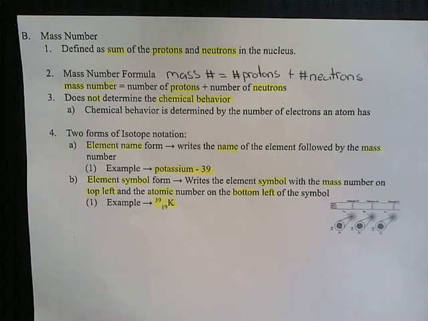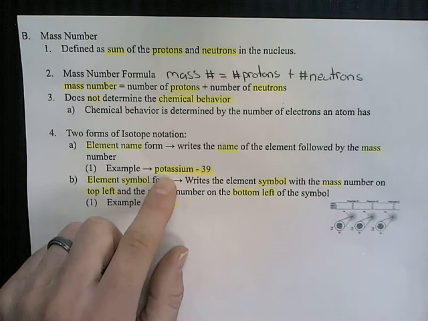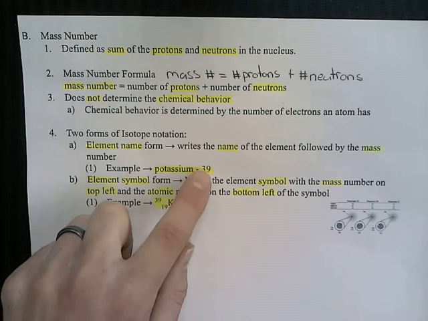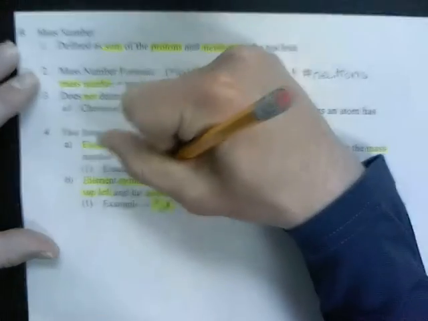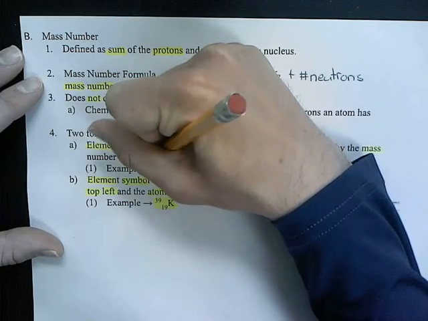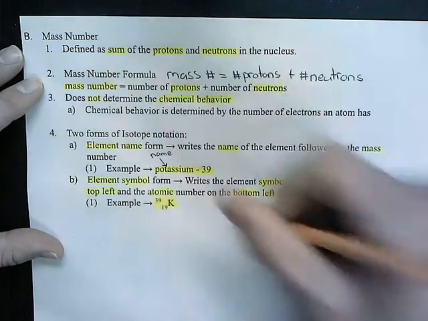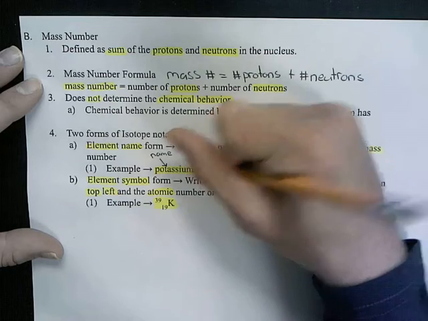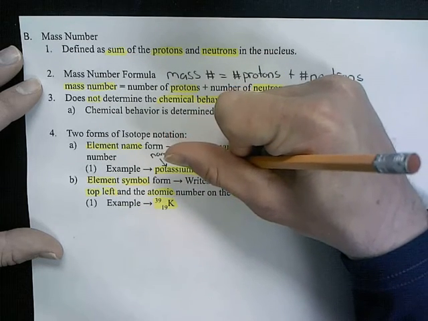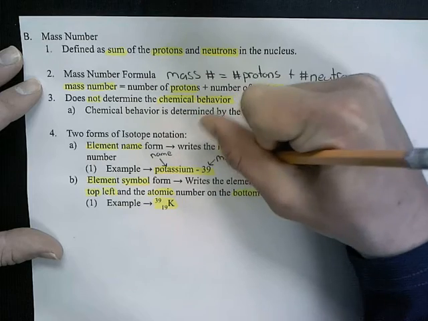Okay, so here we go. Because there are multiple isotopes of each element, we have to determine what isotope we're working with. So there are 2 different ways we can write that isotope notation. Number 1, we can write out the name of the element followed by the atomic mass. So again, this is the name, and this is the atomic mass, or what we would call the mass number.